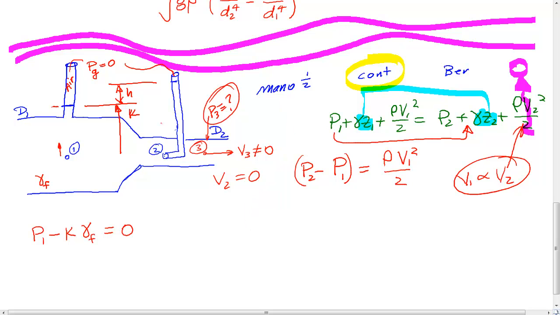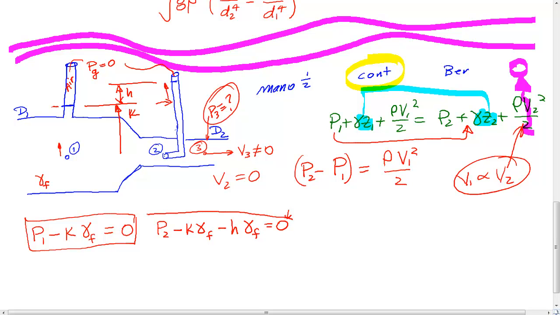Now, I start at 2. So here I'm stuck with that for a second. I start at 2. I head up, again, K through gamma of the fluid, but that only gets me to right here. I need to go a little bit higher. I head up a little bit more, and again, I pop my head out of the top, and I'm at atmospheric pressure, so gauge pressure 0.